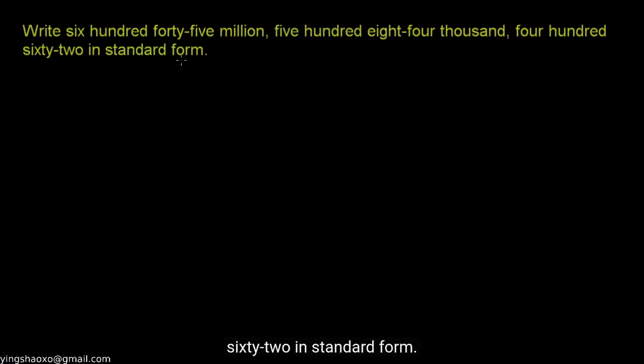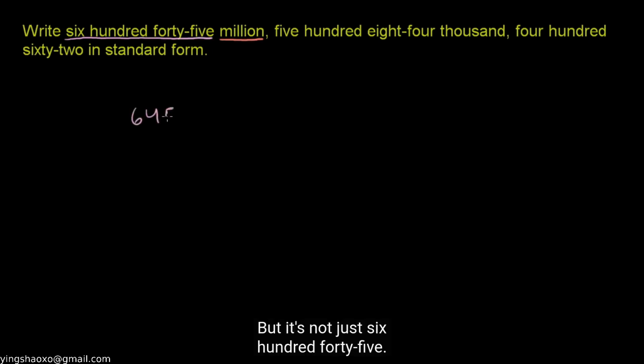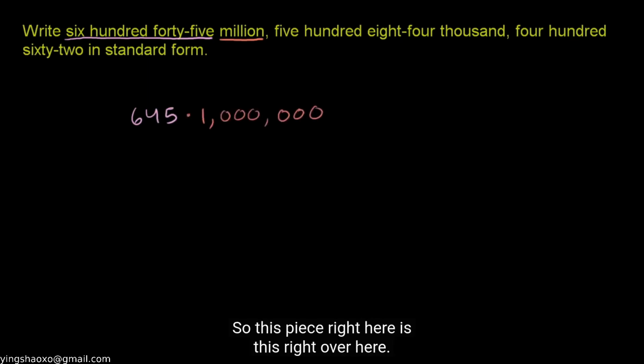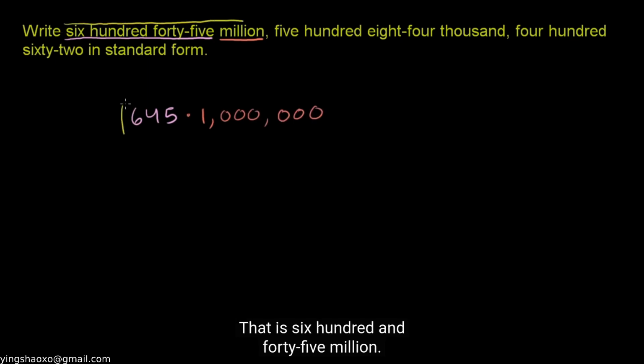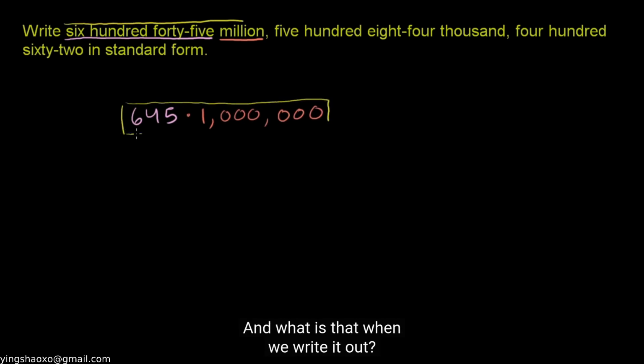645,584,462 in standard form. So let's tackle this piece by piece. So the first part, we have 645 million. So let's think about that. So we have 645, but it's not just 645. We have 645 millions. So we could view that as 645 times 1 million. 1 million is 1 followed by 6 zeros. So this piece right here is 645 million.